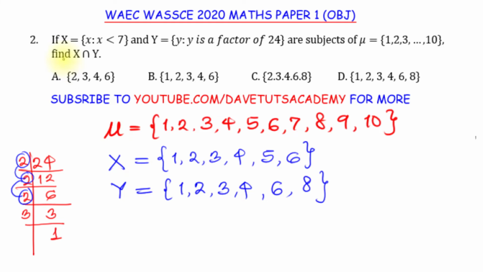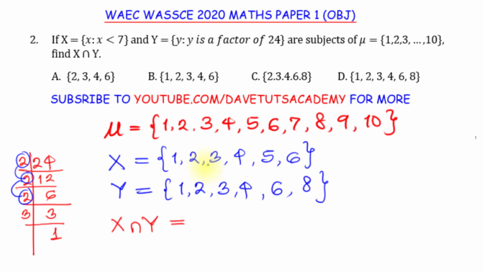So far, so good. But we're asked to find X intersect Y. So, if you want to find X intersect Y, let's look at the two sets, and we are going to be looking at the elements that are common to the two. That's why we are saying intersect. The elements that are common to the two. If it is union, we are going to take all of the elements without repeating any. But here, we are talking about intersect.